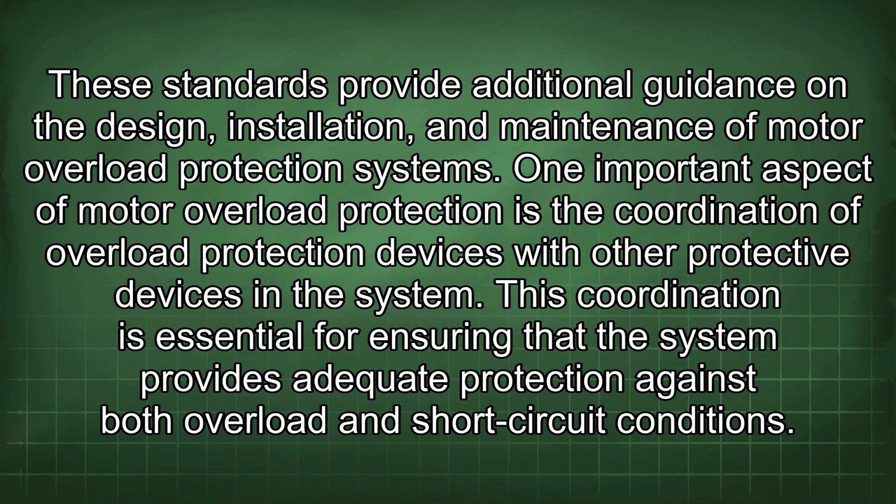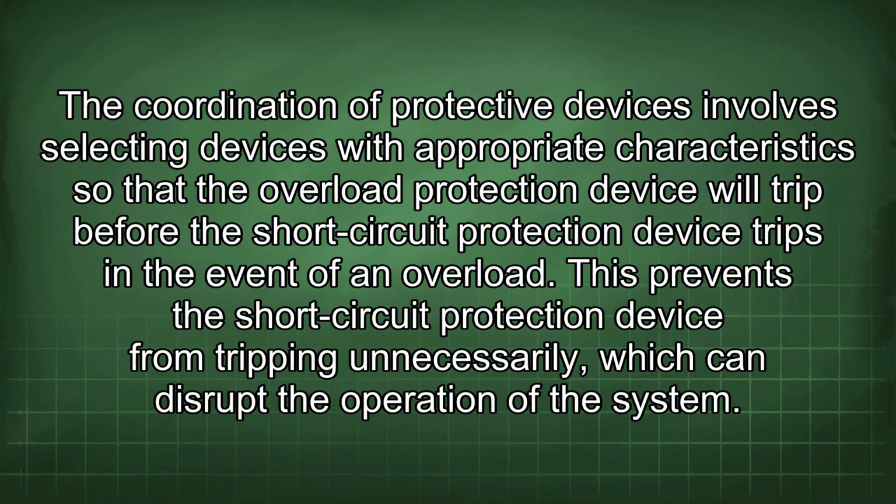One important aspect of motor overload protection is the coordination of overload protection devices with other protective devices in the system. This coordination is essential for ensuring that the system provides adequate protection against both overload and short-circuit conditions. The coordination of protective devices involves selecting devices with appropriate characteristics so that the overload protection device will trip before the short-circuit protection device trips in the event of an overload. This prevents the short-circuit protection device from tripping unnecessarily, which can disrupt the operation of the system.